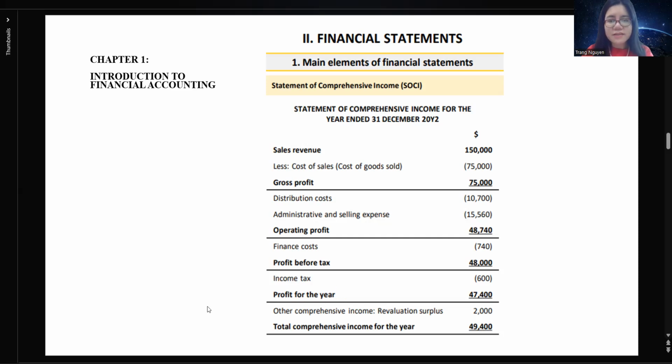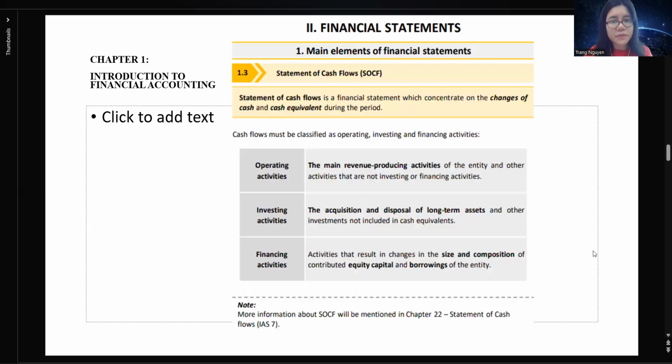And also in this statement, you can see that other comprehensive income, such as revaluation surplus, will be shown here. Then we will combine this in this statement, and we will get the total comprehensive income for the year, as you can see.